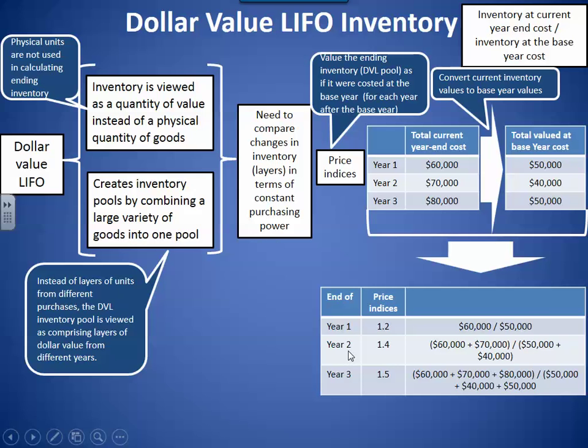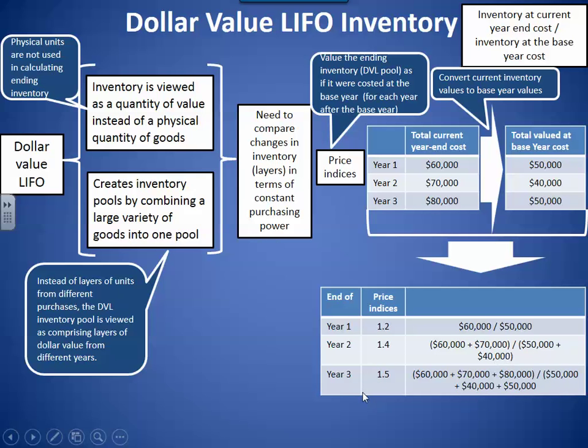Year number 2, again, we look at the value of the inventory being $70,000, and we convert that $70,000 to what it would be with our base year costs, which would be $40,000. So now we chain together these two inventory values and costs, and we get the $60,000 inventory from year 1 plus the $70,000 inventory from year 2 divided by the inventories from year 1 and 2 that are converted to the base year. We do the same, and we come up with 1.4.